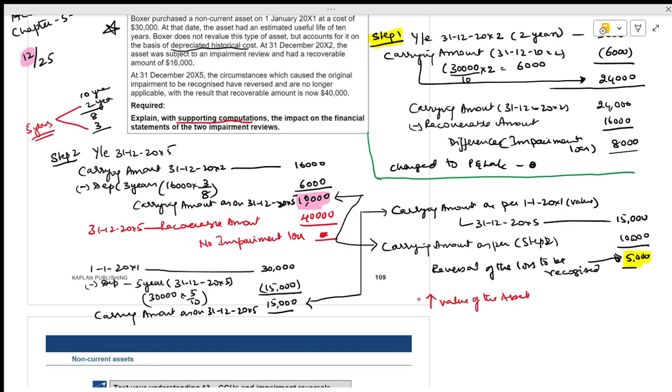Is it right? By debiting it, and increase the profit and loss account. Is it right? Because of the gain. When the value of the asset is increasing, it has to be credited to the profit and loss account. How much do we have to credit? 5,000. Here we have to make a debit of how much? 5,000.